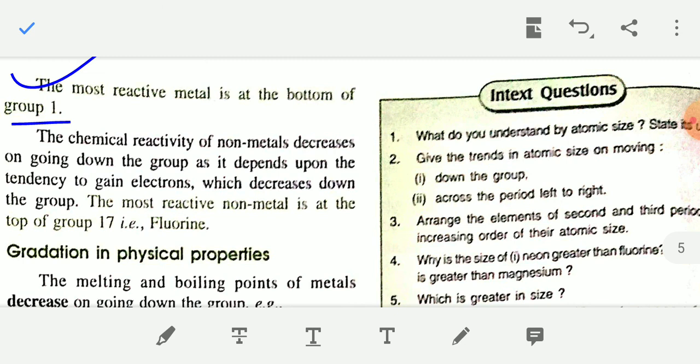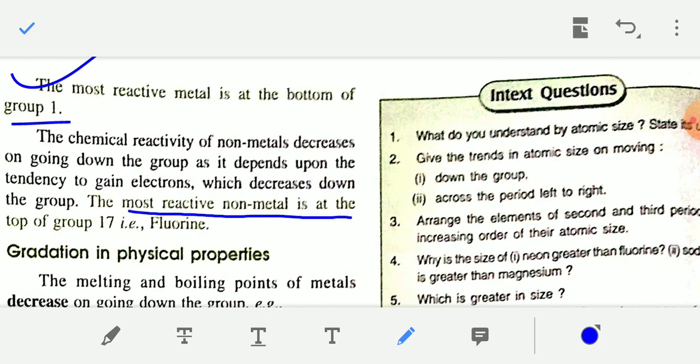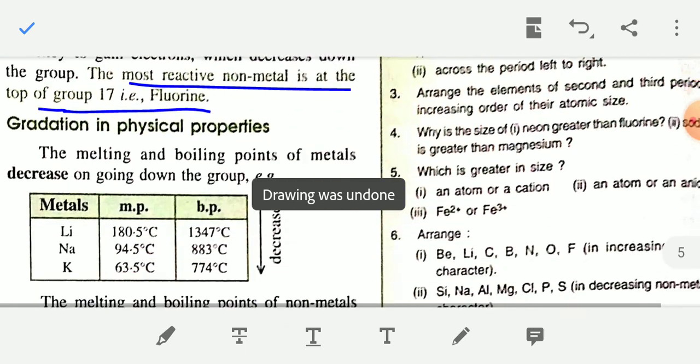The chemical reactivity of non-metals decreases on going down the group, as it depends upon the tendency to gain electrons, which decreases down the group. So the most reactive non-metal is at the top of group 17, and the most reactive non-metal is fluorine.